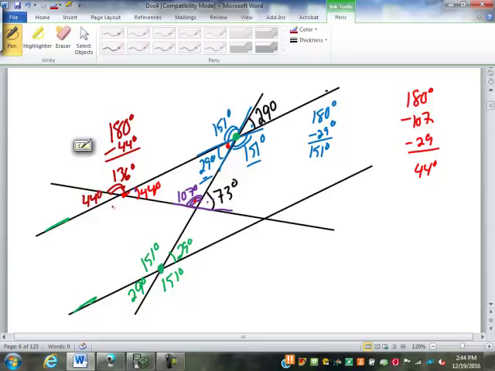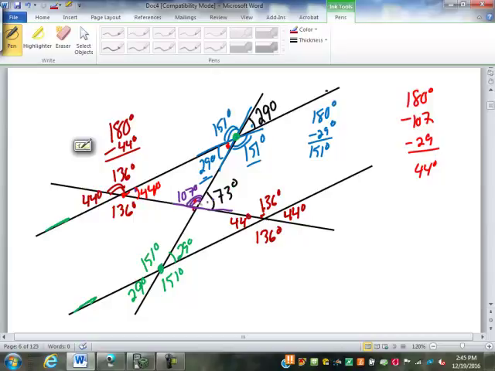44. This one down here? 136. Very good. How about down here? What's this one have to be? 136. This one? 44. And of course, 136 and 44.